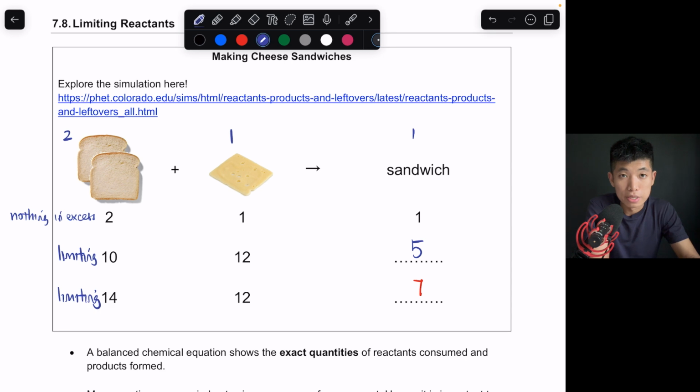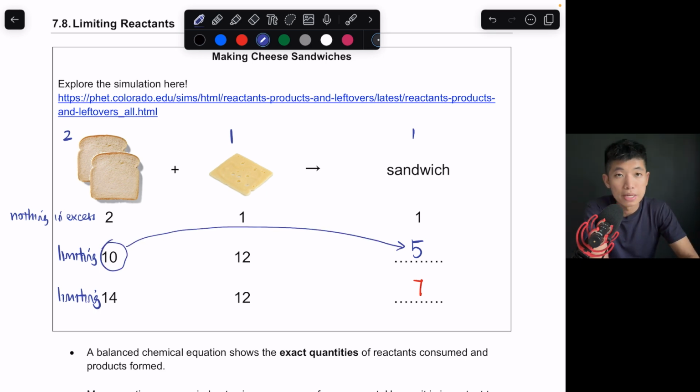So let's tidy this up a little. From this example, I want you to be able to make a few observations. So number 1, you realize that the limiting reactant is completely used up in the reaction. In this case, I have no bread left over after making the sandwiches. The second thing I want you to take note of is that the limiting reactant will determine the amount of product that is formed. Okay, so in determining how many sandwiches I can make, I have to look at the limiting reactant, the one that is not enough.